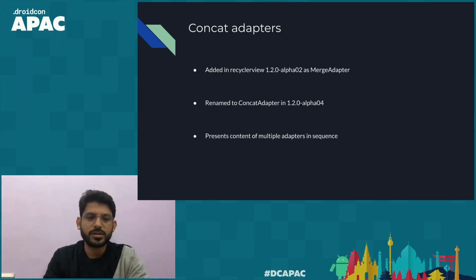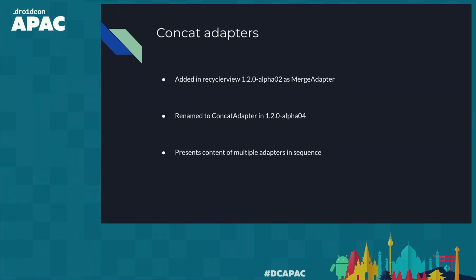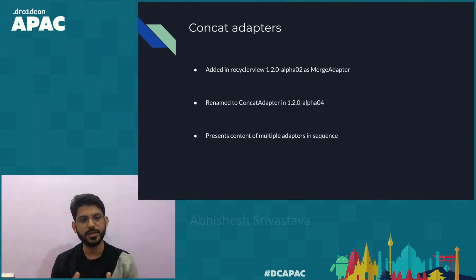ConcatAdapter was added in RecyclerView 1.2.0 Alpha 02, and at that time it was named MergeAdapter. Later, in release 1.2.0 Alpha 04, it got renamed to ConcatAdapter. So folks trying to find ConcatAdapter in the Alpha 02 version, go look for MergeAdapter or upgrade your library to the latest. What ConcatAdapter basically does is present the content of multiple adapters in a sequence.